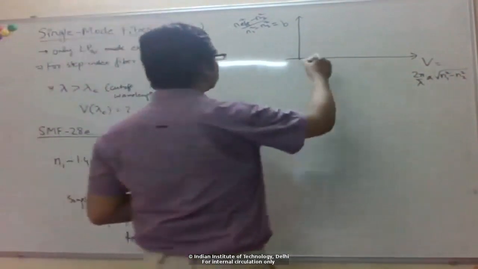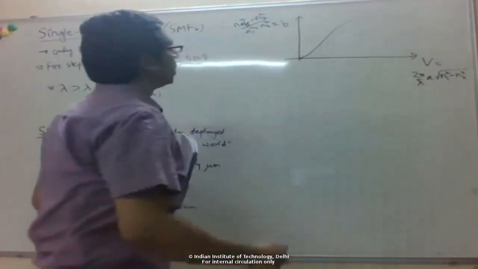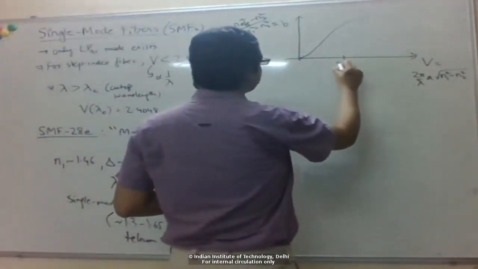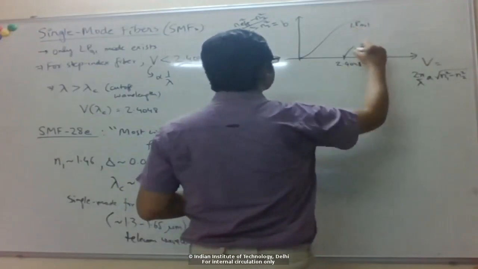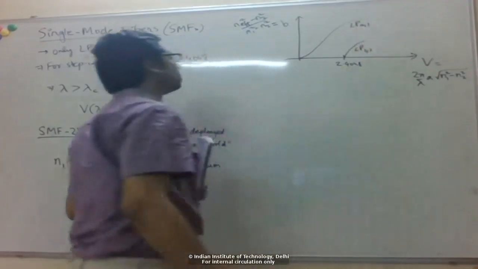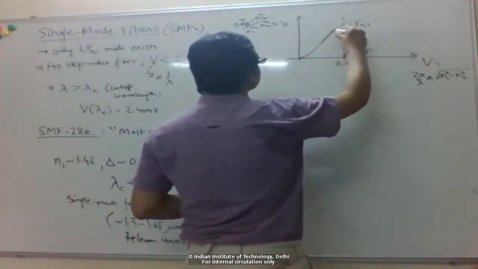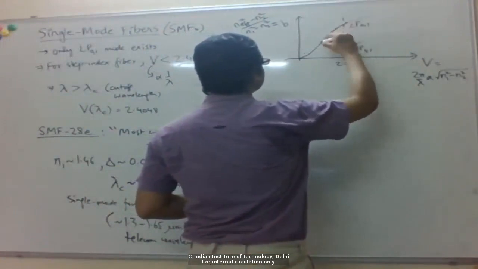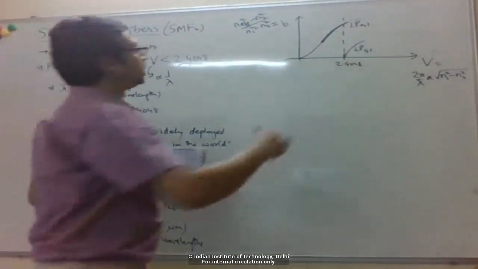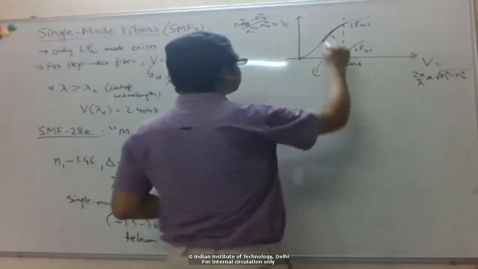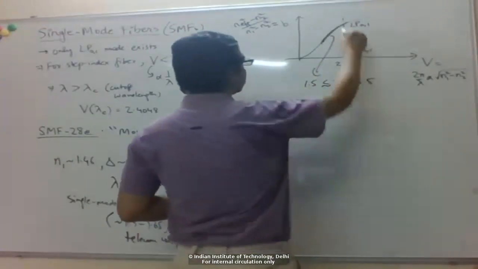For the lowest order LP01 mode, it looks something like this, right? And at around 2.4048, the next mode starts. So this is LP01 and this is LP11, the next mode. Below this, we have single mode, so this is the range of operation of a single mode fiber. The V numbers we are looking at here are between about 1.5 and 2.5, or 2.4.